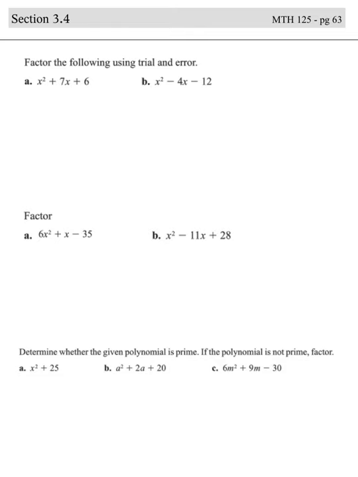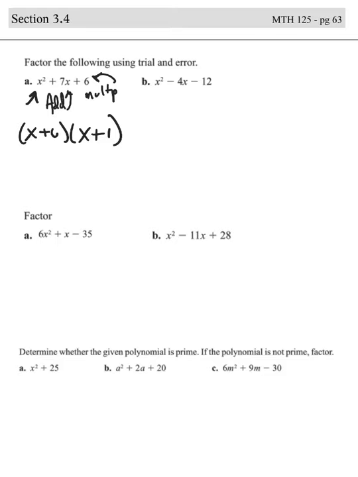Factor the following using trial and error. This is more like what I was talking about in the last page, and I realized my notes were not going there yet. If you have a trinomial that has a leading coefficient of 1, then you can literally say to yourself, what two numbers can I add to get 7, but multiply to get 6? 6 and 1. 6 times 1 is 6. 6 plus 1 is 7. 6 and 1.